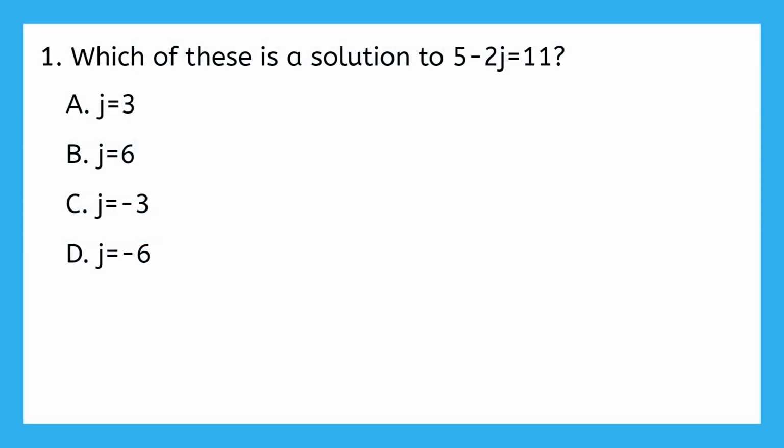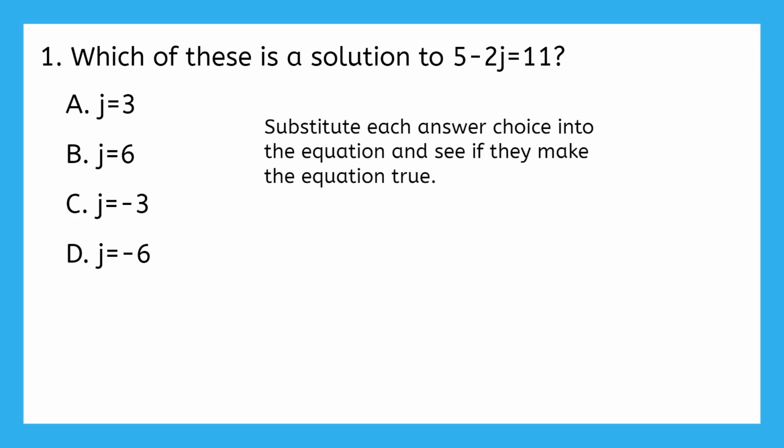Let's do an example problem together. Our example problem asks which of these is a solution to 5 minus 2j equals 11, and we have 4 possible answers to choose from. How do you think we could figure out the answer to this problem? Well, to see which of these numbers are solutions, we'll have to substitute each of them into the equation and see if they make the equation true. Pause the video here and give this a try on your own.